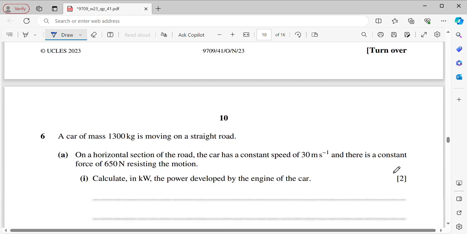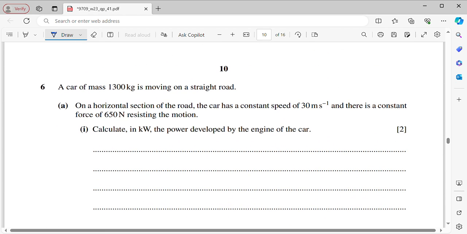Okay, now next question, number 6. A car of mass 1,300 kg is moving on a straight route A. On the horizontal section of route, the car has a constant speed of 30 meters per second, and there is a constant force of 650 newtons resisting the motion. First part, calculate in kilowatt the power developed by the engine of the car.